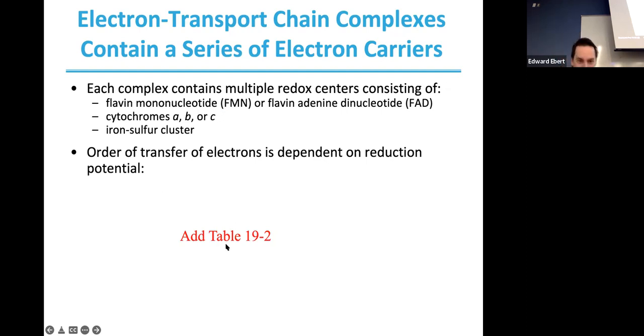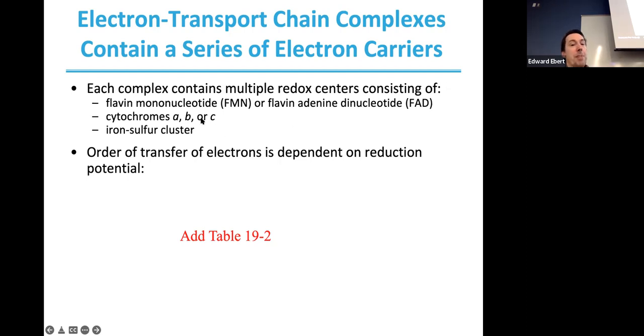All right. So the electron transport chain has a series of electron carriers. Complexes 1, 2, 3, and 4. We're all going to see electrons flowing through them. Each complex has multiple redox centers, which will have either a flavin mononucleotide or a flavin dinucleotide, so FMN or FAD. We'll have a variety of cytochromes in there.